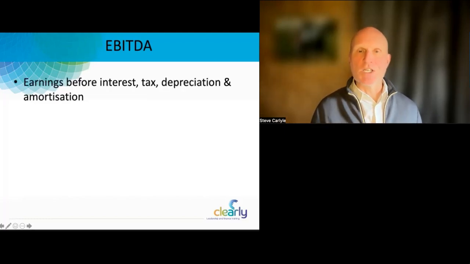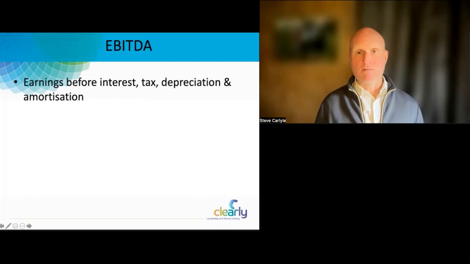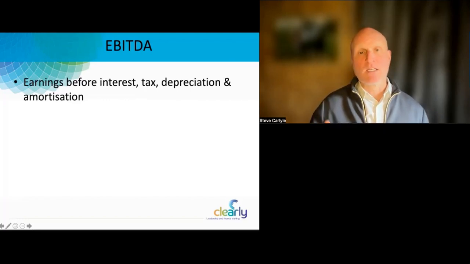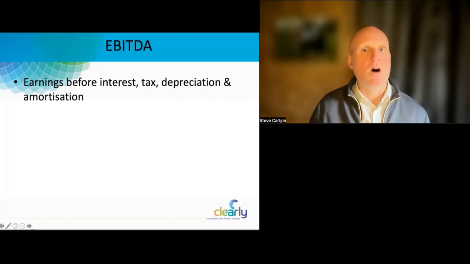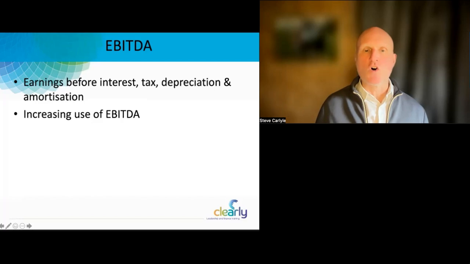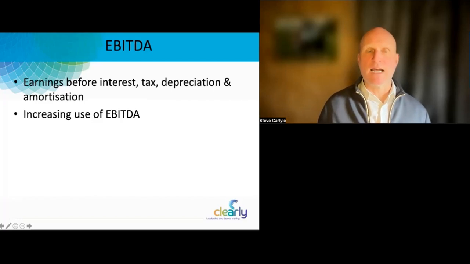EBITDA is the earnings before deducting interest, tax, and depreciation of tangible fixed assets, of course, and amortization of intangible fixed assets. So EBITDA: earnings before interest, tax, depreciation, and amortization. So it's a measure of an organization's performance, like EBIT is. Operating profit is a measure of an organization's performance, but it's a measure before deducting interest and tax.